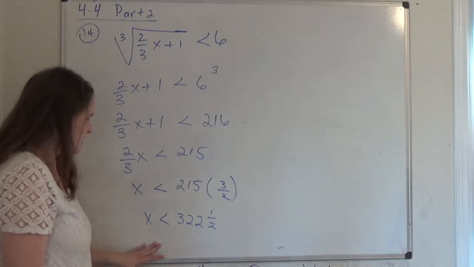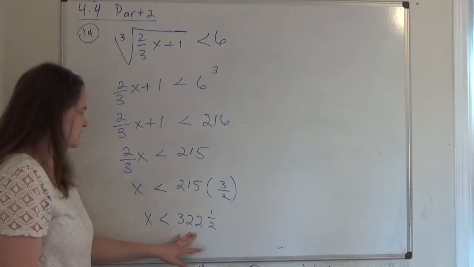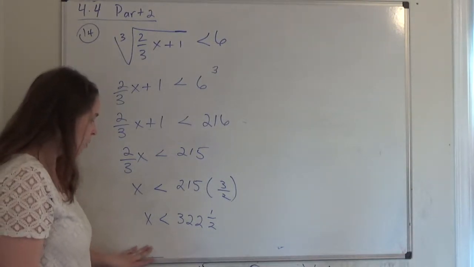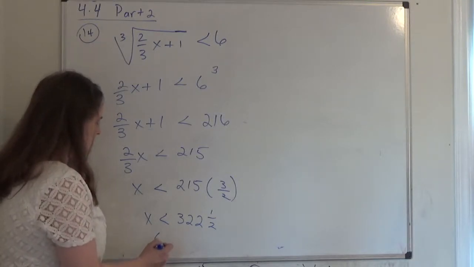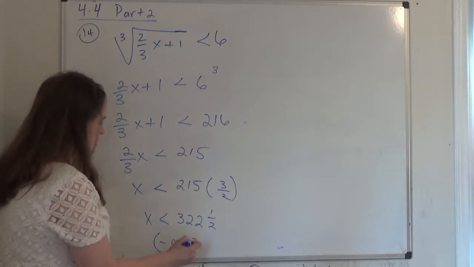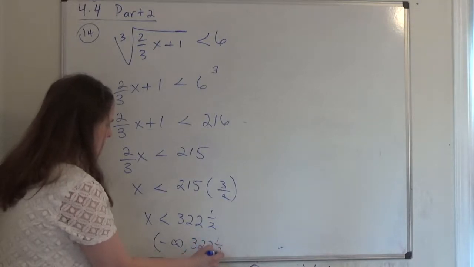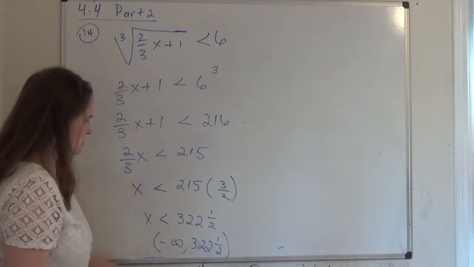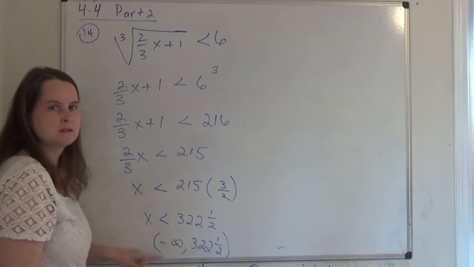So my answer this time would be x is less than 322.5, or you could say parentheses negative infinity to 322.5, parentheses. And this is parentheses because there's no equals with this inequality this time.